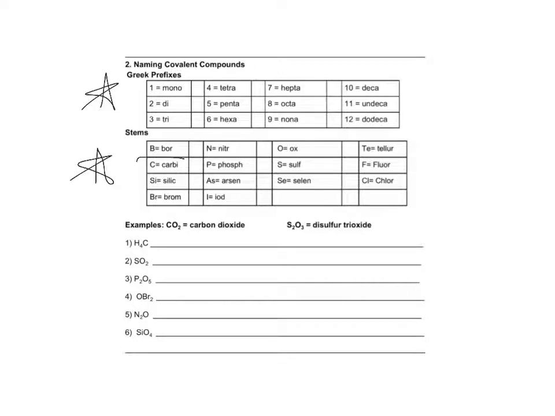So, we know that carbon is going to be carb with IDE at the end. So carbide. Then we can look at the first element, that H. H stands for hydrogen. Hydrogen gets left the same way. We don't do anything to the name.